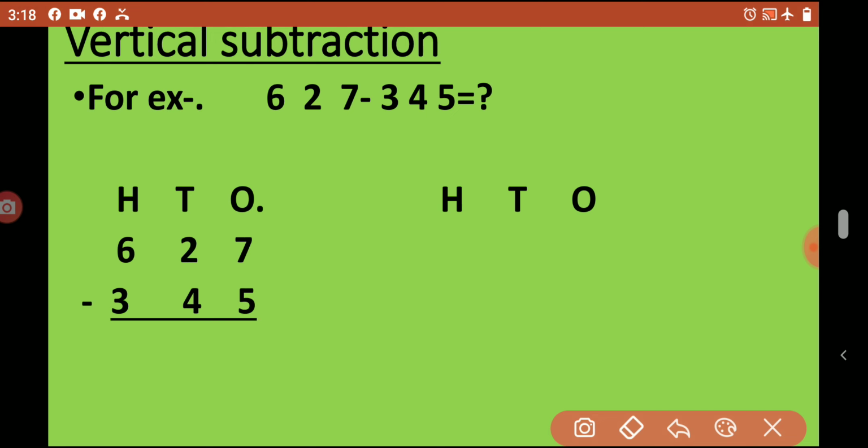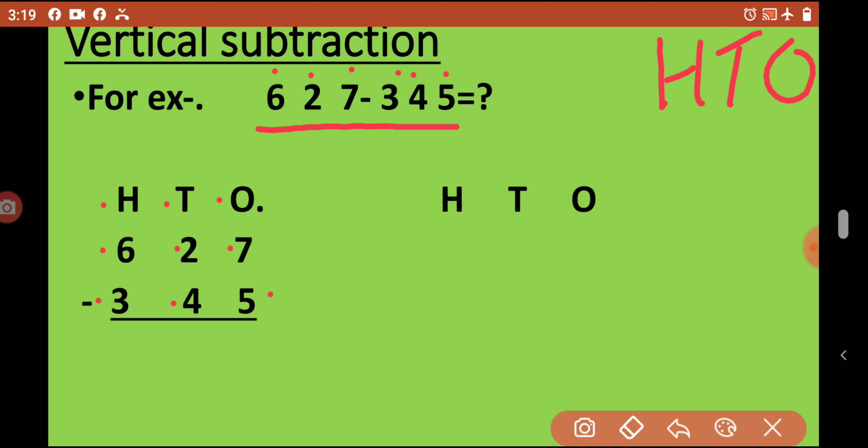Let's take another example. 627 minus 345. Both are 3-digit numbers. In 3-digit numbers, we use the places hundreds, tens and ones. Now, firstly, we write the places hundreds, tens and ones. Now, arrange these numbers according to their places. 6 in the hundreds place, 2 in the tens place, 7 in the ones place. Now another number, 3 in the hundreds place, 4 in the tens place, 5 in the ones place. Now we subtract, firstly we start from the ones place.